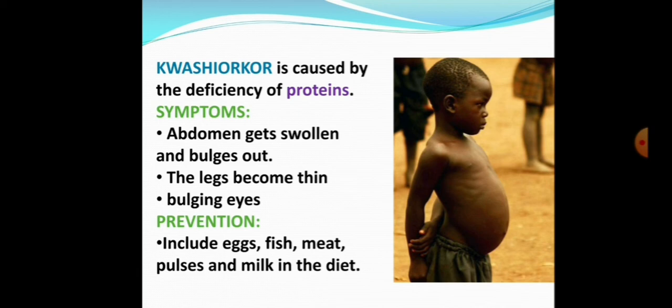Then how can we prevent it? We should include eggs, fish, meat, pulses and milk in the diet, because these are good sources of protein. All these things are very good sources of protein, so we should include these things in our diet.